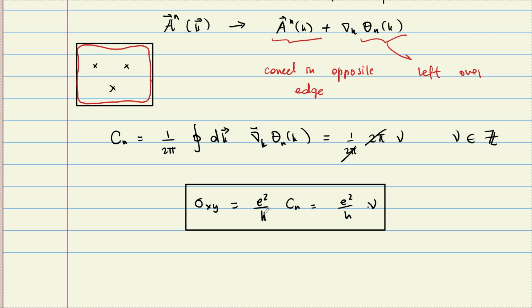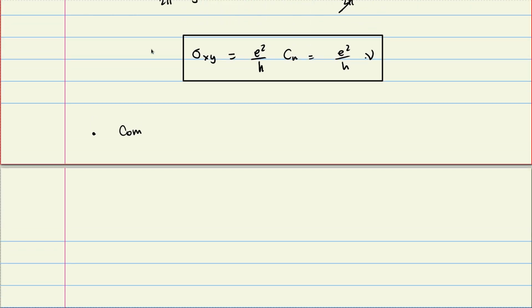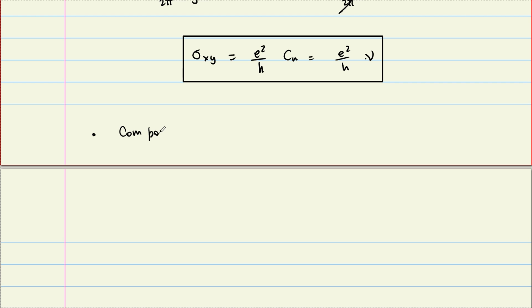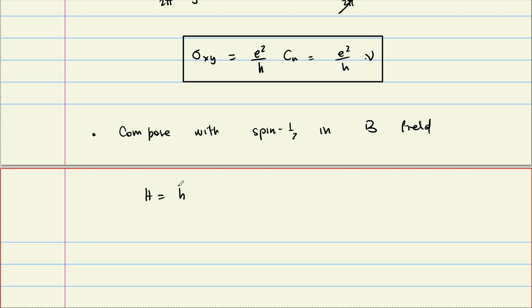So now I want to compare this with what we had in the case of a spin 1/2 in a magnetic field. In that case, the Hamiltonian was something like H equal to H dot sigma, and H was the parameter space. And C, in that case, if you calculate, it's a trivial calculation, 1 over 2 pi.